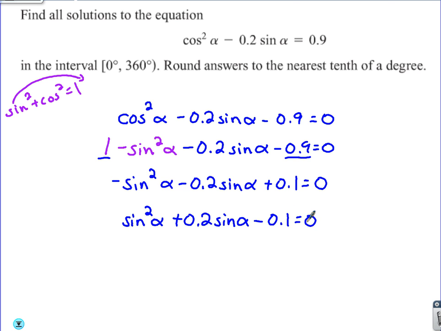Could I have moved everything to the other side to get the same effect? Sure. So now we've got a quadratic equation that, if you would like to, that's an alpha, by the way. If you would like to try to factor, go for it. You've got to figure out what adds to give you 0.2, multiplies to give you 0.1. Any ideas? I don't know. What's your other method?